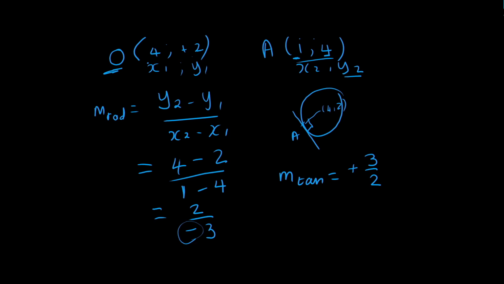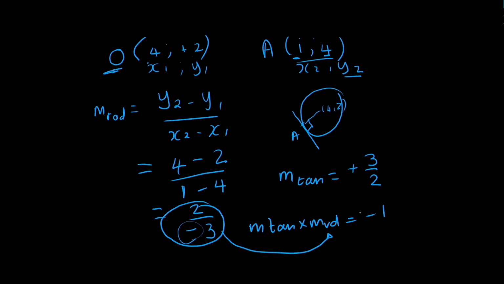If you're struggling to understand why I'm saying this is 3 over 2, you can do a little equation on the side. You can say gradient of tangent times gradient of radius is equal to negative 1. You can then substitute the value for the gradient of your radius and divide by it to get the gradient of the tangent. You can do that equation and get the value of the gradient of the tangent that way. Otherwise, just swap the coordinates around and change the sign, which is a much quicker way. So the gradient of the tangent is 3 over 2.